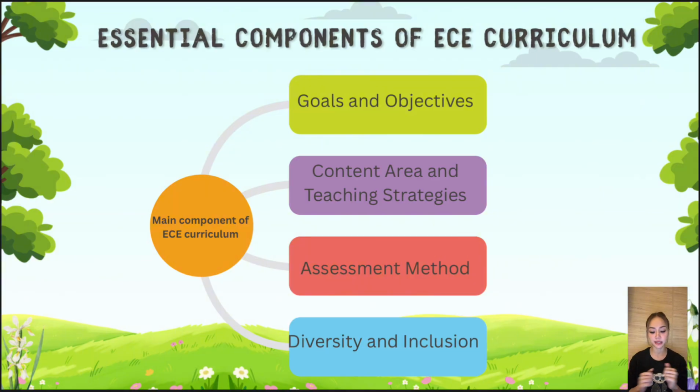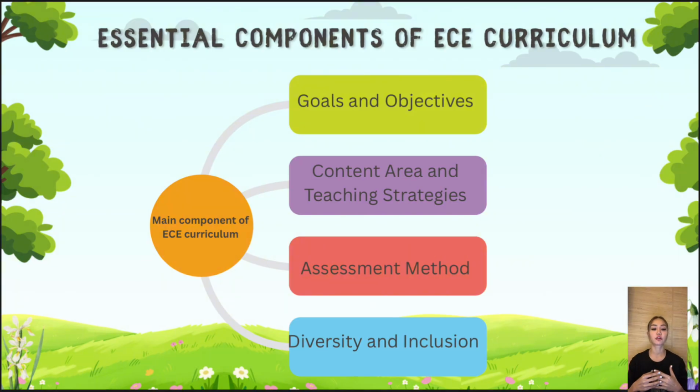My first slide is the essential components of ECE curriculum. There are 5 essential components of ECE curriculum, which are the goals and objectives, the content areas, teaching strategies, the assessment methods, and then diversity and inclusion. The national curriculum we use at the national level is called Permata.